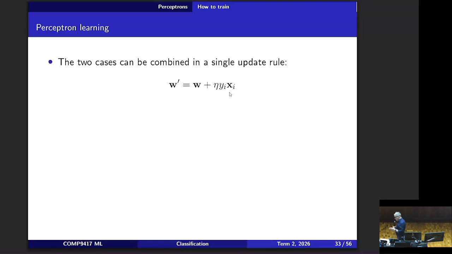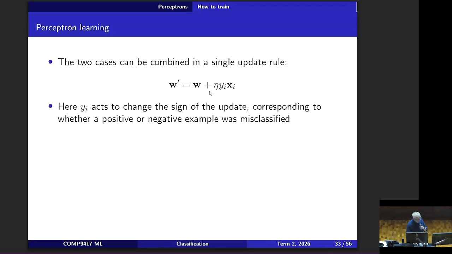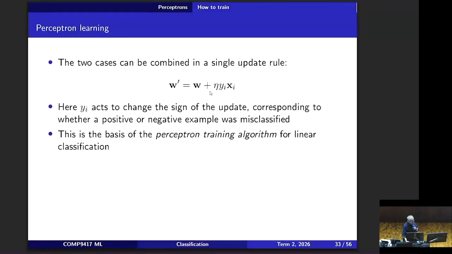And because we only do this when we get it wrong, the weight vector moves in the right direction each time, right? It's either plus or minus, given that we got it below the threshold or above the threshold incorrectly. And the weight vector will not change if we got it correct. I mean, you know, if it ain't broke, don't fix it. So yi acts to change the sign of the update, as we just said. And this is the basis of the perceptron training algorithm.